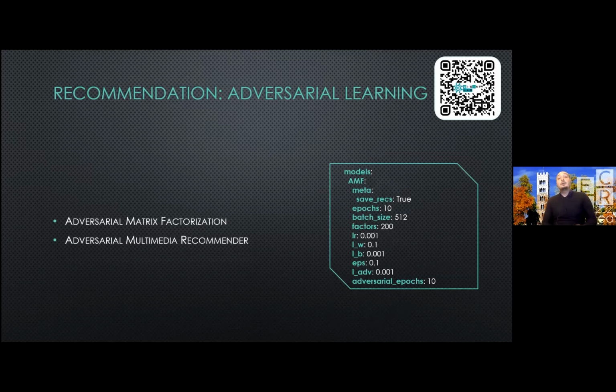Now we can go through the recommendation models. So we will see the different recommendation families, and we obviously start with adversarial learning. And here in Elliot, we have already implemented two different models: adversarial matrix factorization, that you can run as it is, and adversarial multimedia recommender, that needs visual features to be run.